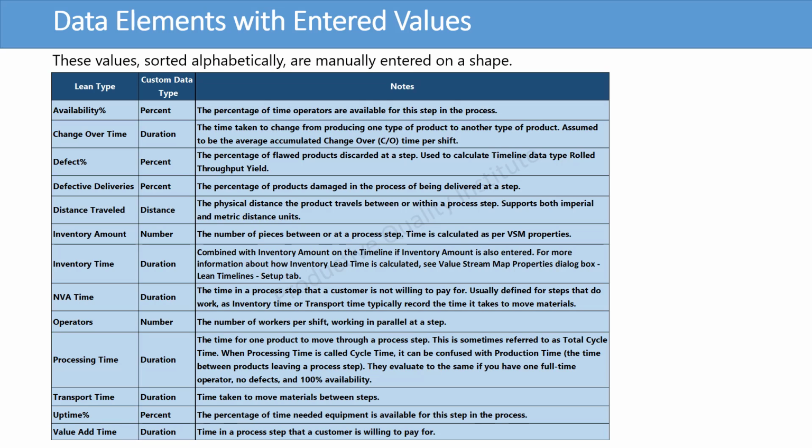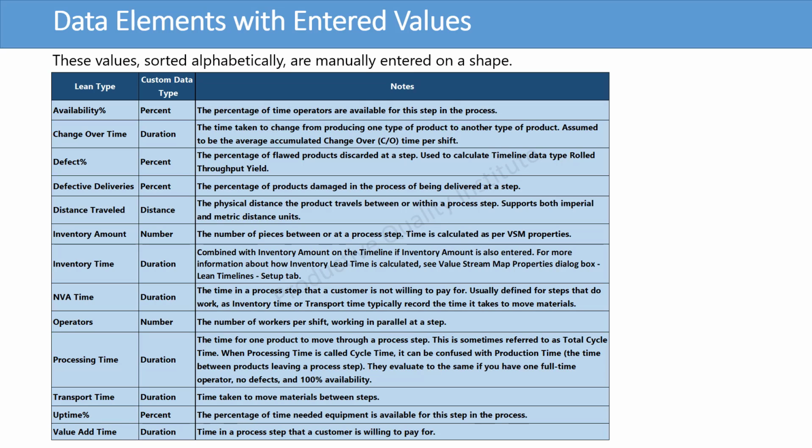Duration of non-value added time: the time in a process step that a customer is not willing to pay for, usually defined for steps that do work, as inventory time or transport time typically record the time it takes to move materials. Number of operators: the number of workers per shift, working in parallel at a step, enter numbers greater than 0. An empty field calculates as 1.